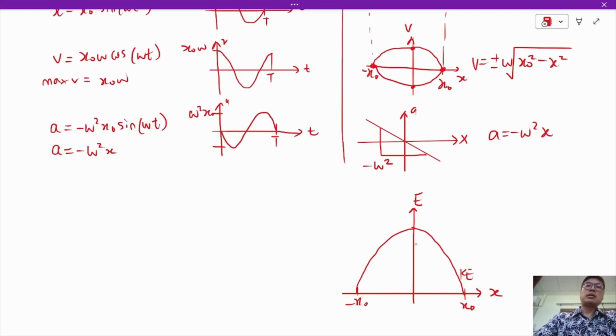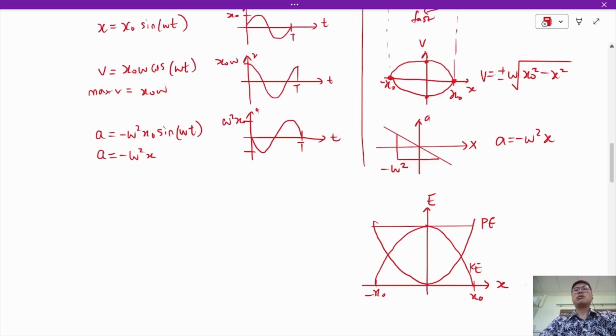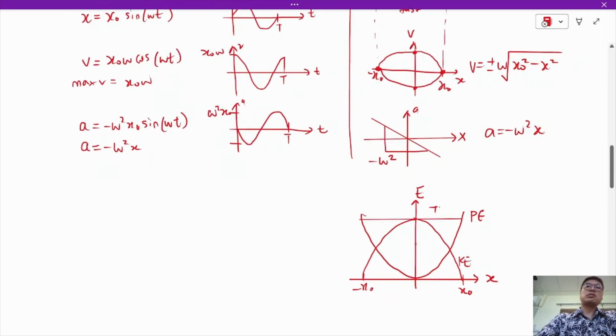Now, what about the PE graph? The PE graph is the opposite of the KE graph. The potential energy is 0, or the lowest, in the middle, and highest at the ends. So PE makes me happy. Now we'll draw the total energy graph, which I kind of messed up. So this is the total energy graph. The total energy graph is a straight line.